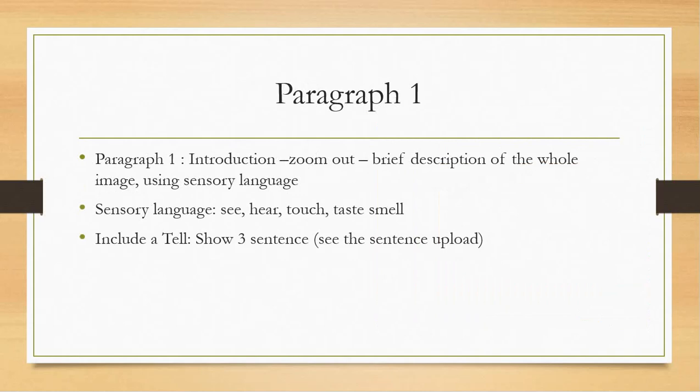If we are not going to section the picture off into the 6 scenes and we want to write, we want a formula, we can do it in 6 paragraphs. Paragraph 1 is our introduction. We zoom out, we look at the whole picture and we write a brief description of what we see. We're going to include sensory language: what we see, hear, touch, taste and smell.